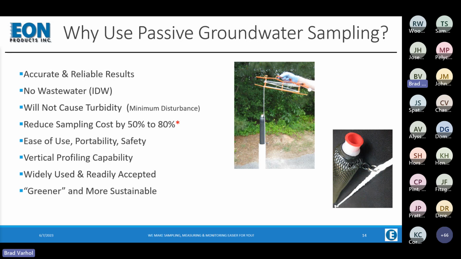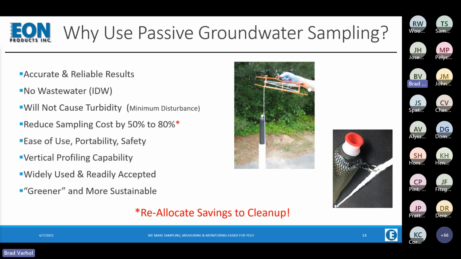The second, which is maybe even more important, is that if we can reduce the cost of sampling, we can maybe reallocate those funds and allocate them more toward cleanup. Because isn't that the ultimate goal of what we're trying to do, is clean up the environment, remediate the environment, and make it safer for us? So sampling doesn't make the environment safer, it just defines the problem. If we can reduce the cost of defining the problem, we can spend more to fix the problem.